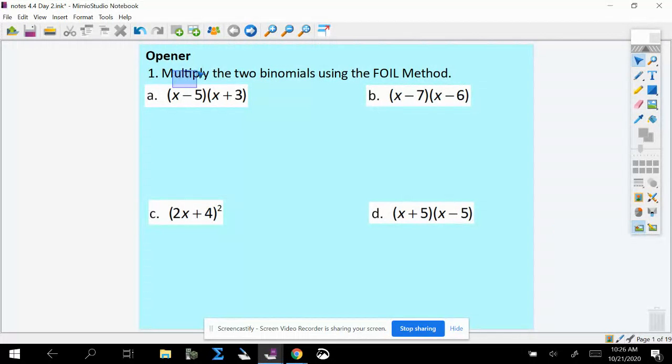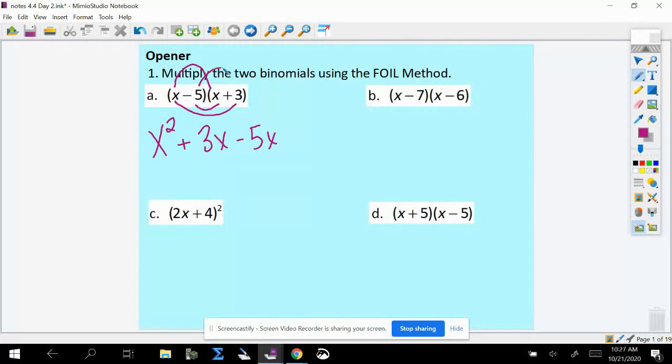So the F in FOIL stands for first. So it means that you're multiplying your first terms together. So x times x is x squared. The O in FOIL stands for outer. So your outer pieces, x times 3. The I in FOIL stands for inner, so the innermost pieces, -5 times x.